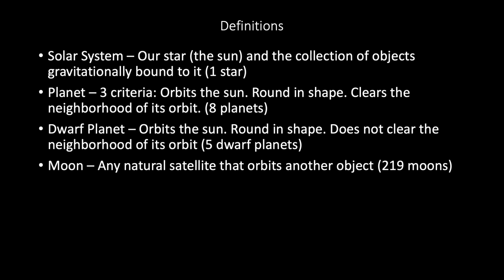So if it's orbiting something other than the sun, it is a moon. Planets have moons, dwarf planets have moons. It's possible for asteroids to have moons. We haven't seen any, but if a moon had something in orbit around it, that would also be a moon. We would call that a sub-moon.